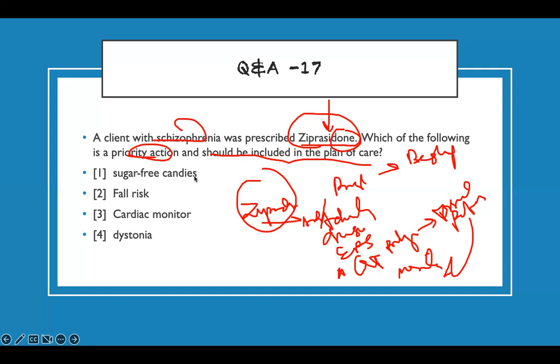Sugar-free candies, yeah, it's a side effect of an anticholinergic. It's fine, but I'm not worried about it. It's not a priority. Remember, you can include this, but it's not a priority. Drowsiness, yeah, they get it, but I'm not worried about them. Cardiac, if this is a SATA, yeah, you choose it. This is not a SATA question. So cardiac monitor, yeah, this is number one. Dystonia, yeah, they develop EPS, extrapyramidal side effects, but for a priority action, I'm worried about their cardiac monitoring. So that's more important than that.